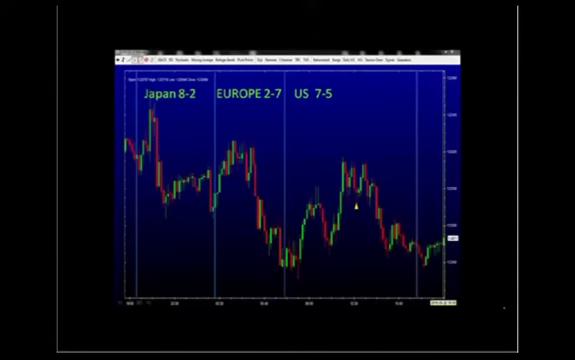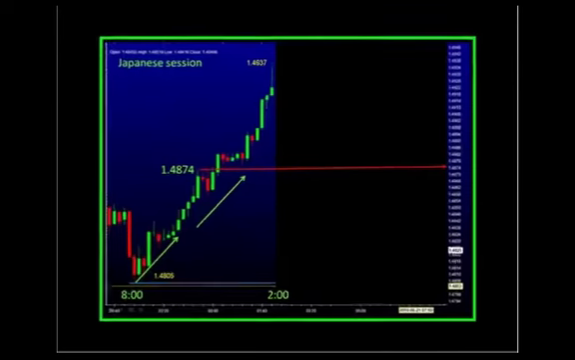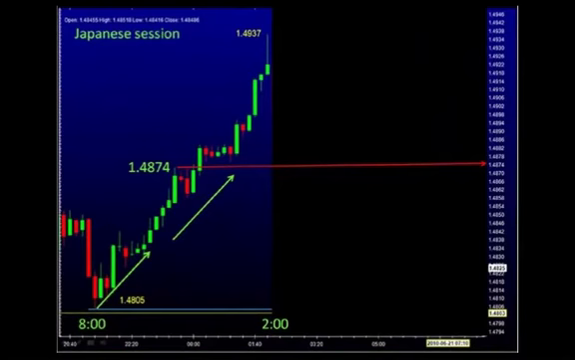Now you're probably asking yourself, why is it important to separate each session? Allow me to give you an example. Here we have a basic chart of the British pound US dollar during the Japanese session. I want you to focus on the lower part of this chart, 8 p.m. to 2 a.m. And I want you to take a look at the price.